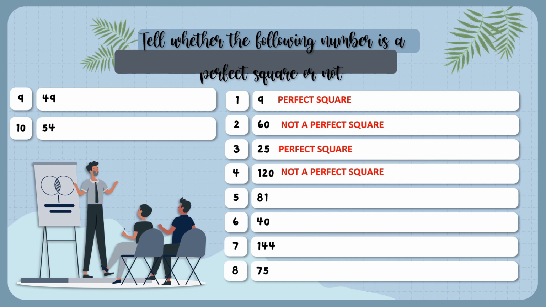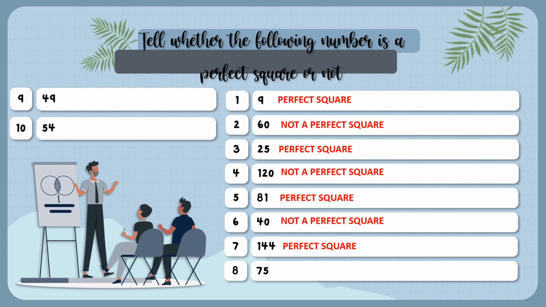Number 5, 81 is a perfect square because of the factors 9 times 9, and the product is 81. And that makes 81 a perfect square. Number 6, we have 40. 40 is not a perfect square. Number 7, 144. 144 is a perfect square because one of its factors is 12 times 12. 12 times 12, the product is 144 and it makes 144 a perfect square.